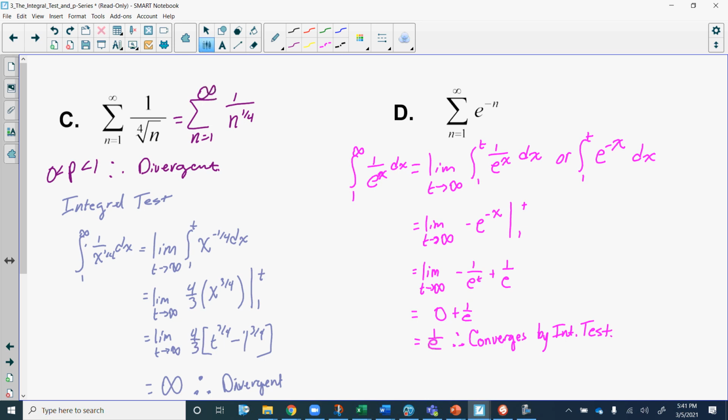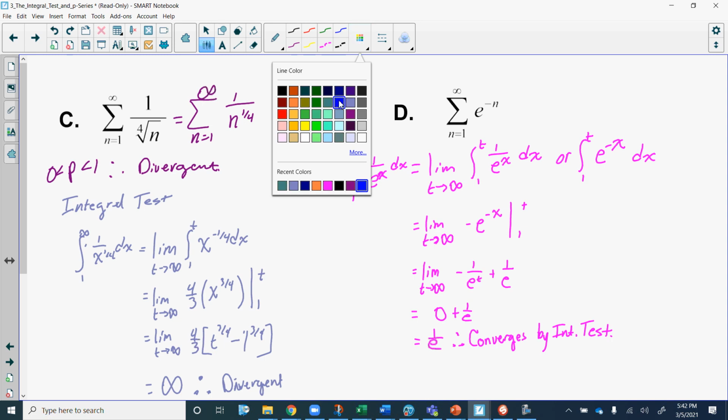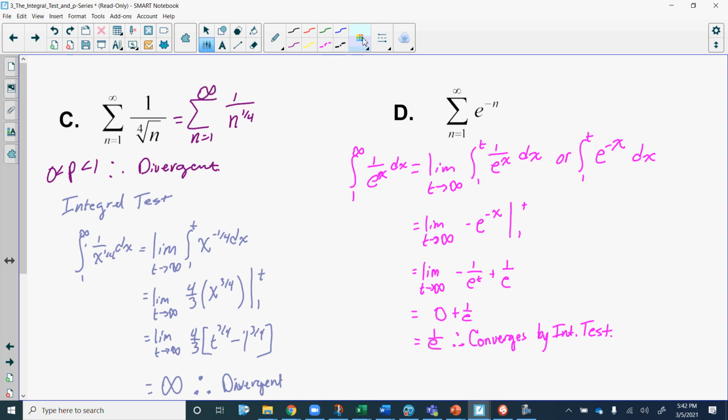Now this one's not asking us to do it, but 1 over e to the power of x is actually going to be a geometric series. So if I really wanted to, since I know it's going to converge, I can determine what it's going to converge to by saying a sub 1 over 1 minus r, and in this case that works out to be 1 over e minus 1, without using a calculator, just leaving it as an exact number. That's the number that it would actually converge to.